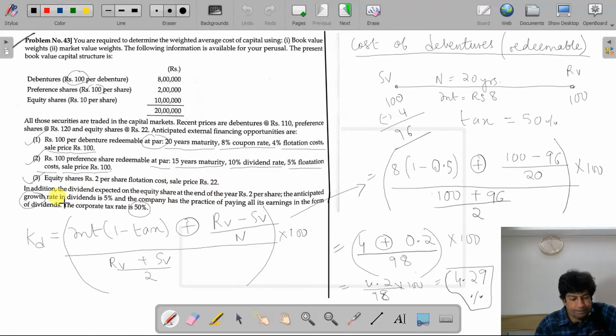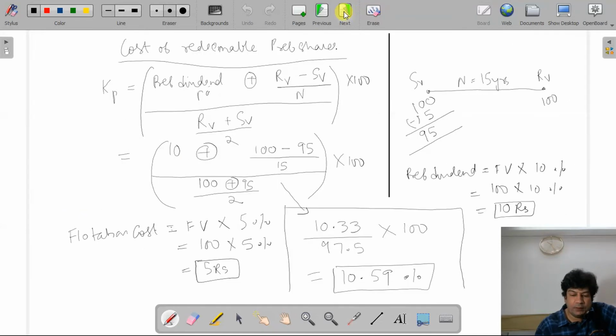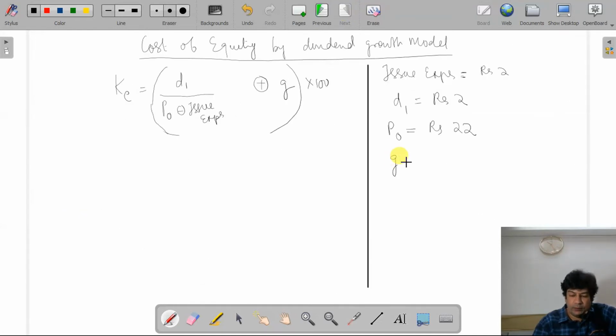Then the anticipated growth rate in the dividend is 5%. So they have given us the growth rate, which is 5%, or you can take it as 0.05. So I am solving it. All the details we are having with us.